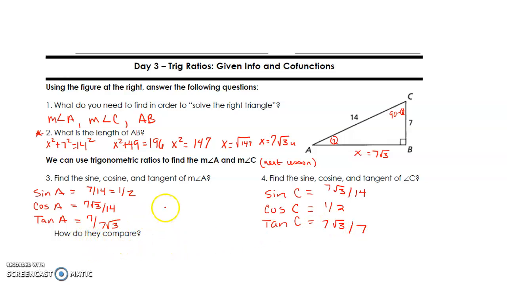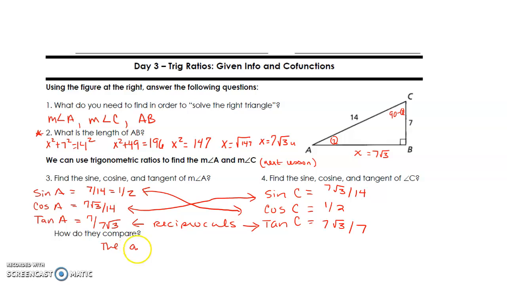And how do they compare? Like I just said, we know that our cofunctions are the same. We know our tangents are flipped, or reciprocals. And as far as the measures go, we know that the angles are complementary. So I know that the measure of angle A plus the measure of angle C equals 90.